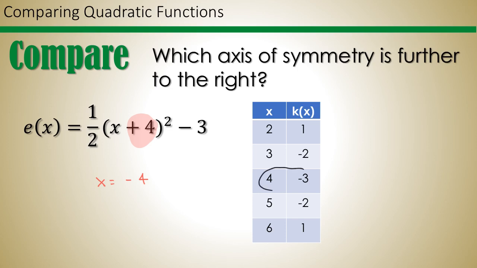So this right here is the vertex, okay, because it's symmetrical on each side. So our axis of symmetry is actually x equal to 4. If I were to put these two numbers on a number line, -4 is going to be to the left, and 4 is going to be further to the right. So to summarize this, we're going to say that k of x has an axis of symmetry further to the right.